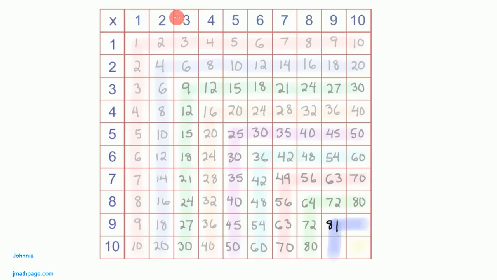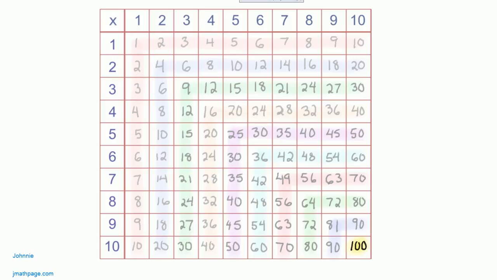9 times 10 equals 90. 10 times 9 equals 90. Last little bit now. Last one is 10 times 10, and that equals 100, but you knew that. Let's look at all of them now.